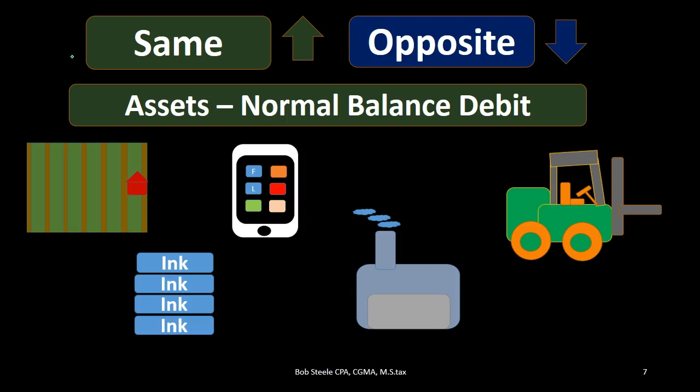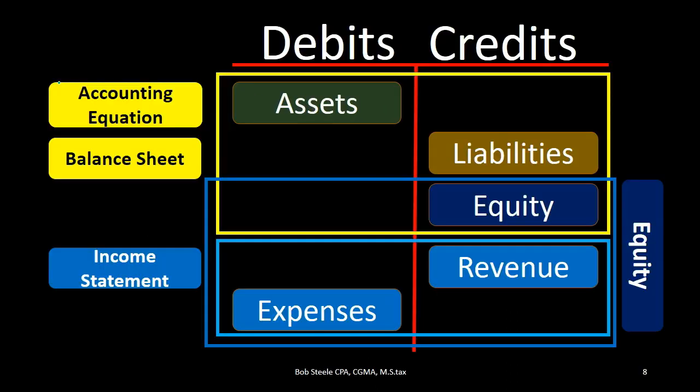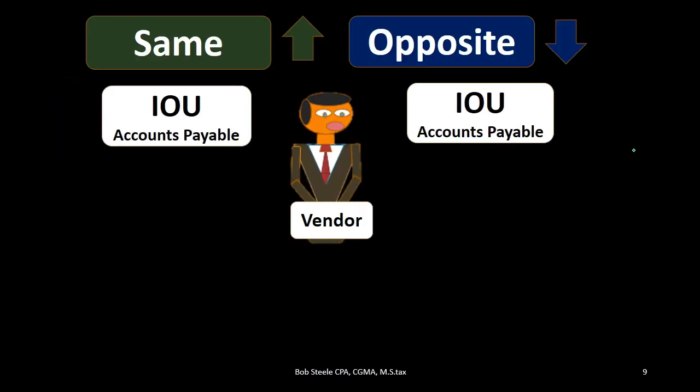Note also that we will have some exceptions in terms of a contra asset, most notably accumulated depreciation, which has a credit balance even though it's an asset, but we will talk about that at a later time. We will now focus in on liabilities, which have a credit balance. So all liabilities have a normal credit balance. We will focus here on accounts payable.